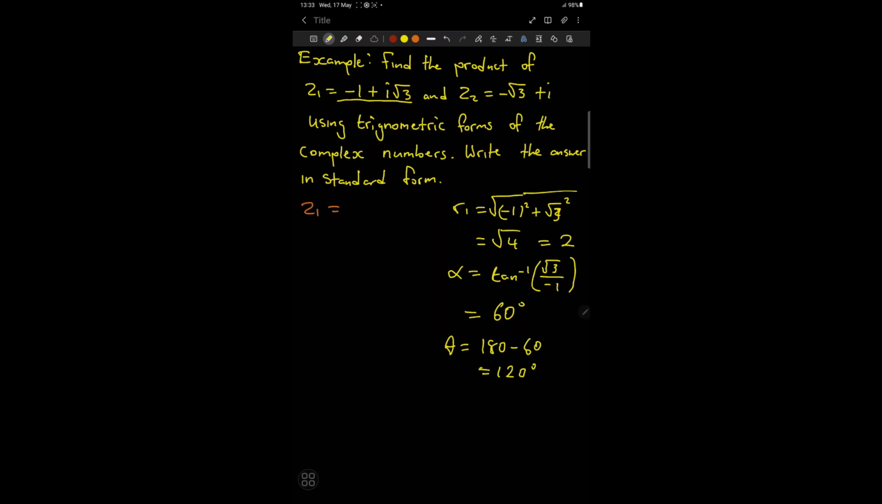So now that we have the modulus r and the angle, the argument is 120, we can write it in this way. So our r is 2, so we have 2 cis of 120. That's for the first part. So Z1 we found. Now we look for Z2.